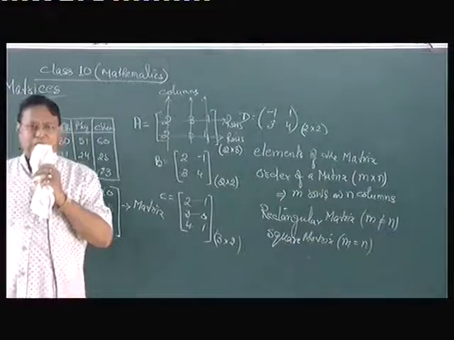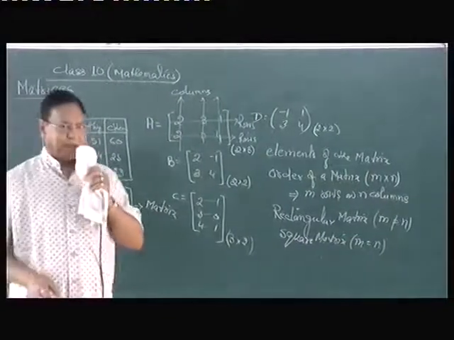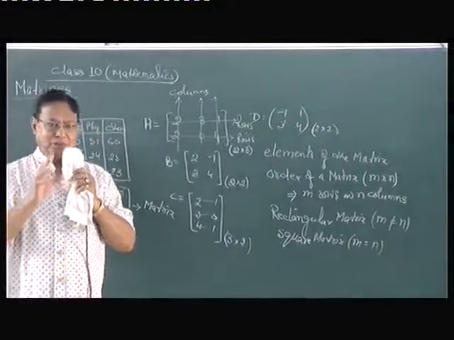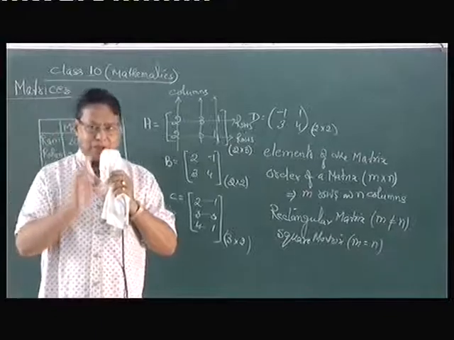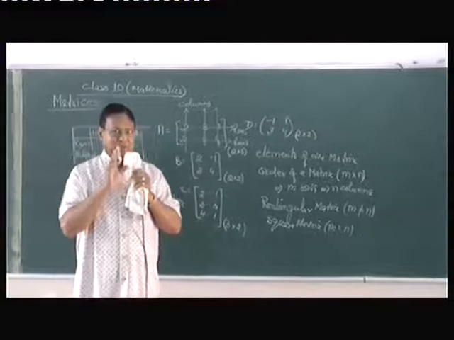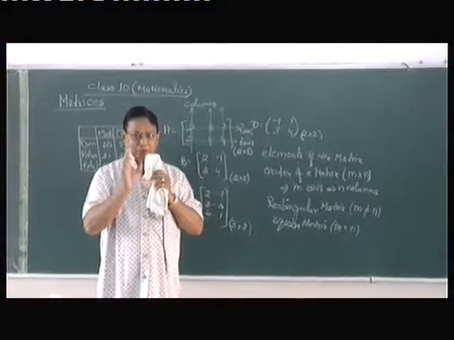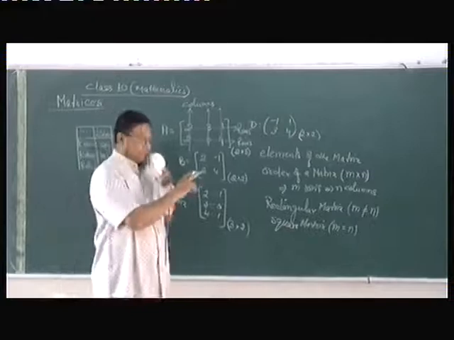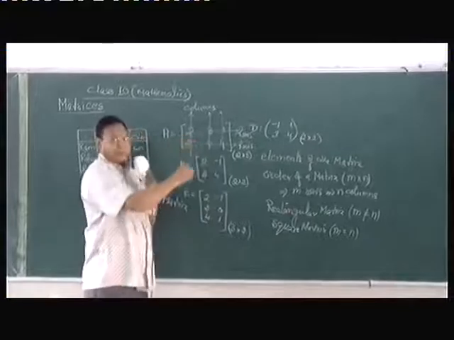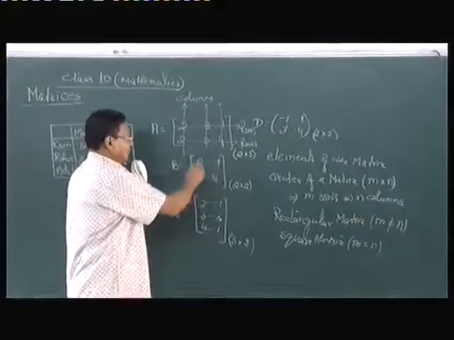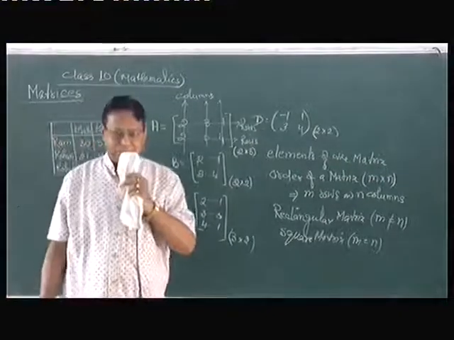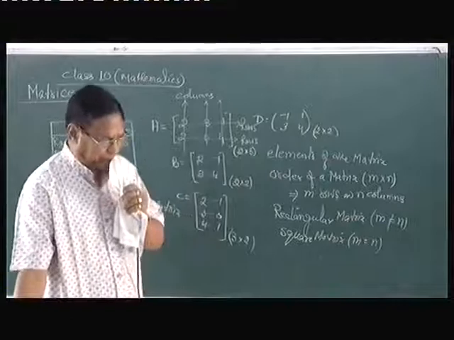So the way the numbers are arranged is called a matrix. The horizontal lines are the rows, vertical lines are the columns. Order of a matrix is M by N. The first one stands for the number of rows. So M rows, N columns. If M is not equal to N, it's a rectangular matrix. If you look at the figure also, this looks like a rectangle and this looks like a square. So where M is equal to N, it's a square matrix. Where M is not equal to N, it's a rectangular matrix.